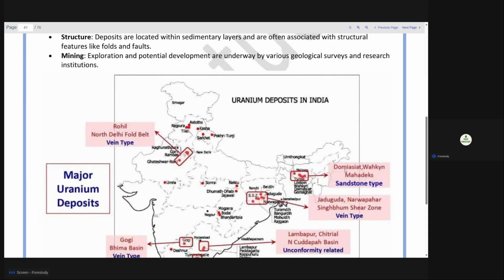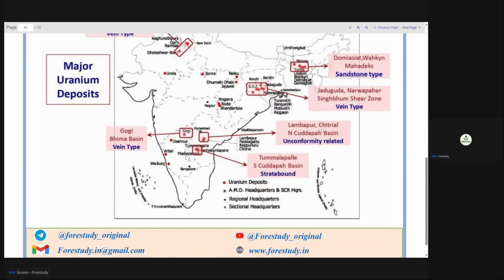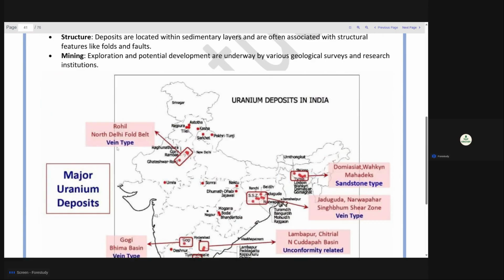Exploration and potential developments are underway by various geological surveys and research institutions. So we have Domiasiat, Wakhyn, Mahadek, sandstone type, Shillong. Vein type: Jaduguda, Narwapahar, Singhbhum shear zone, near the Jharkhand-Bengal border. Then we have Lambapur, Chitrial in Kadapa basin. Tummalapalle is Kadapa basin, strata bound. Gogi, Bhima basin, vein type. And Rohil, North Delhi fold belt, vein type. Fine. So these are the major uranium deposits of India.